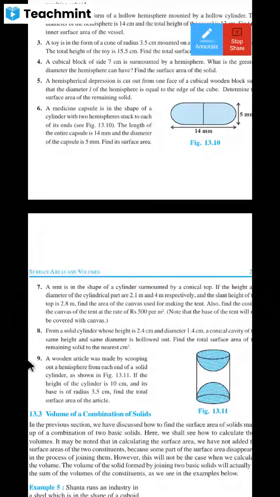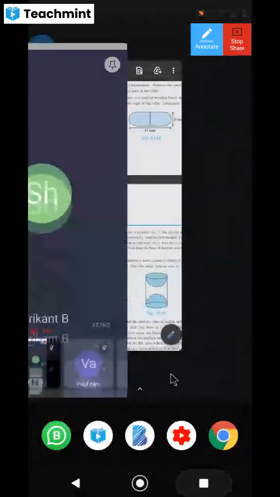A medicine capsule is in the shape of a cylinder with two hemispheres stuck to each of its ends. The length of the entire capsule is 14 millimeter and the diameter of the capsule is 5 millimeter. Find its surface area. All right, I'm going to the solution now.